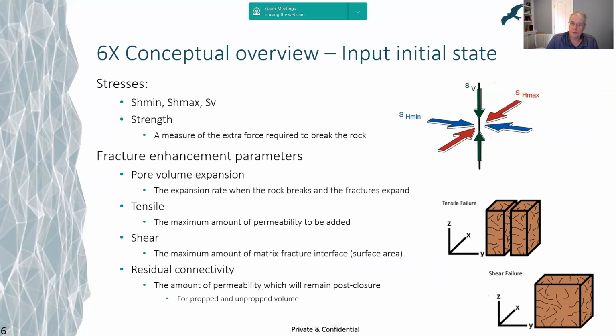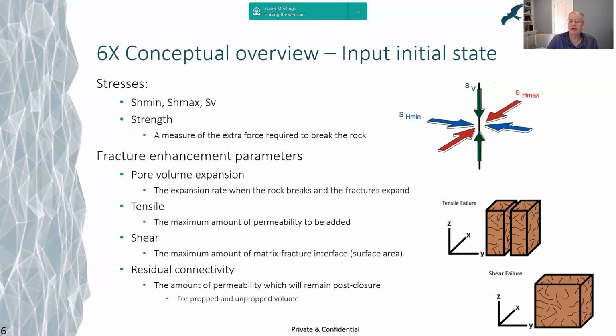And then the fracture propagation parameters that we use are these down the bottom here. We have the pore volume expansion rate in microsips, which is how the void inside the rock expands as the fracture is pumped. The tensile enhancement, which is an amount of permeability, which will be added to represent tensile breakage, and a shear enhancement, which is the amount by which the matrix fracture interface, the surface area between those, will be enhanced as the rock breaks.